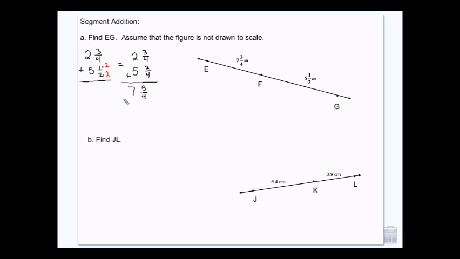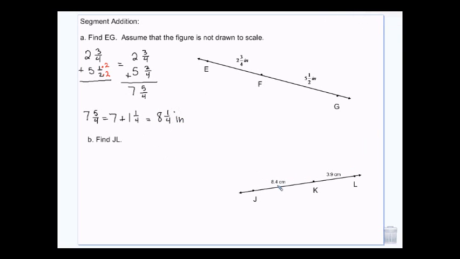Am I done? Because that's improper. Well, yeah. 7 5/4 is the same thing as 7, and 5/4 is 1 1/4, right? So that's 8 1/4. And does anybody need me to do a lesson on going from improper to mixed numbers and all that stuff? Are you guys comfortable with that? Because if you're not, it's totally understandable. All right, so we've got 8 1/4 inches.